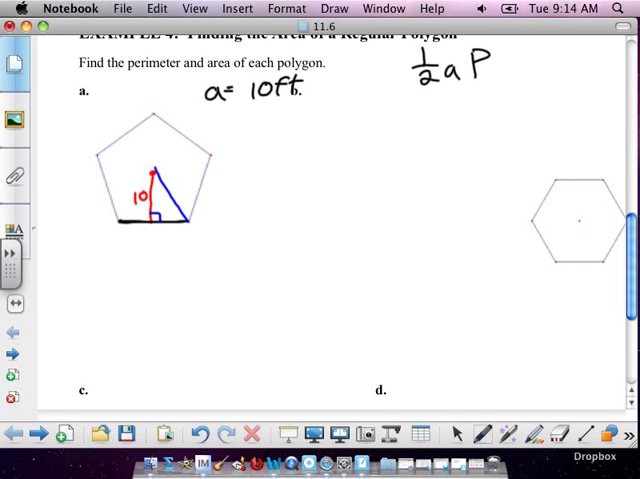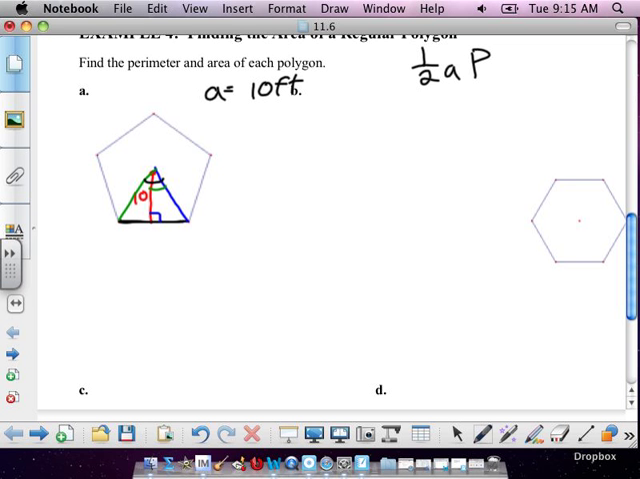Okay? This is where we get a little bit complicated. I'm going to find this whole angle and then divide it in half. And it's called the central angle. How many sides does this have? 5. We know that the interior angle of a circle always is what? 360, right? So we're going to do 360 divided by 5.